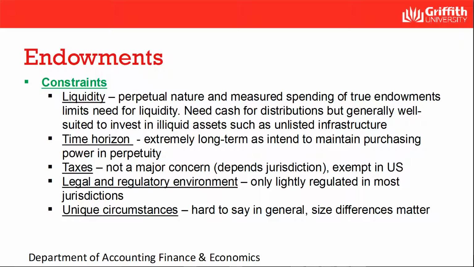And constraints. Liquidity constraints: the perpetual nature and measured spending of true endowments limits the need for liquidity. They need cash for distributions, but are generally well suited to invest in illiquid assets such as unlisted infrastructure. They have an extremely long-term time horizon, as they intend to maintain the purchasing power in perpetuity. Taxes aren't a major concern. It does depend on the jurisdiction, but many charities and the like are exempt from taxes.